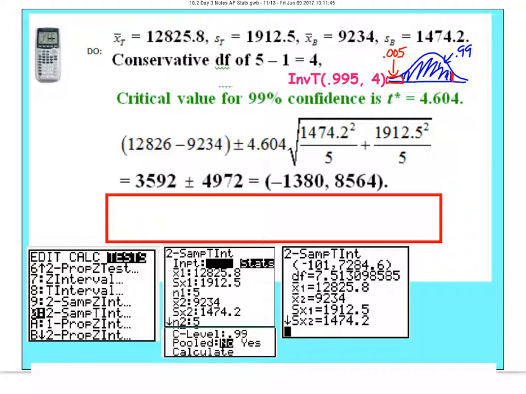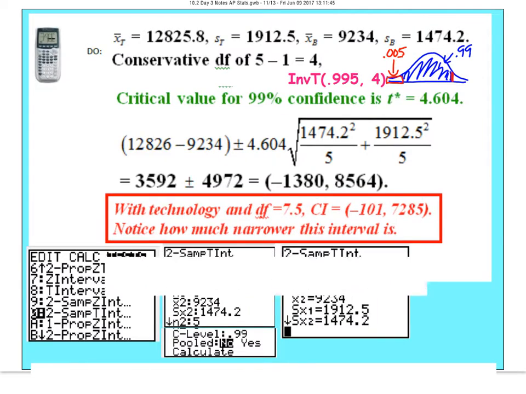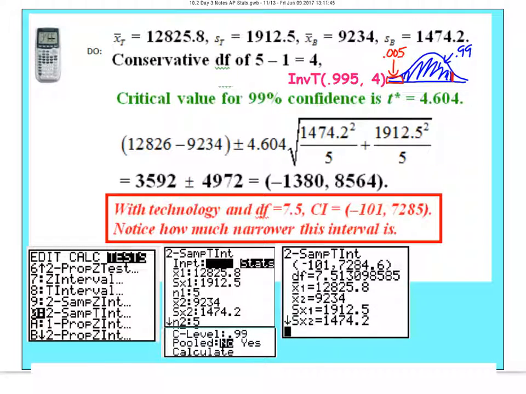Now, you're going to notice that the confidence intervals we've computed are actually quite different between these two. What you're going to see with the technology is that the degrees of freedom is at 7.5, and the confidence interval is actually different. Notice how much narrower this interval is than the one by hand. This one is being conservative with our degrees of freedom. The calculator actually computes the more accurate degrees of freedom. You can use either method.